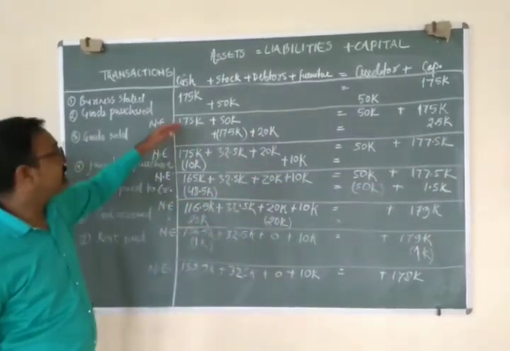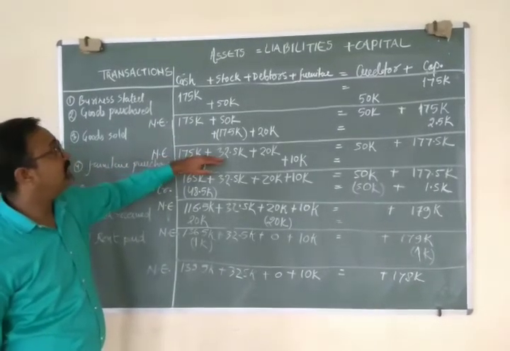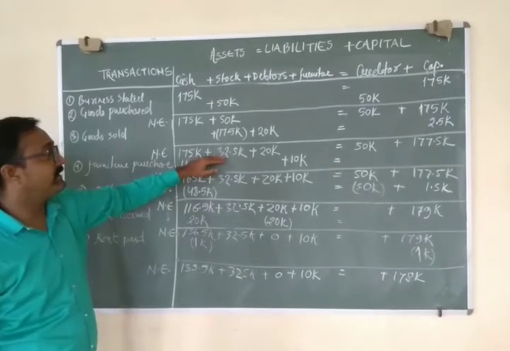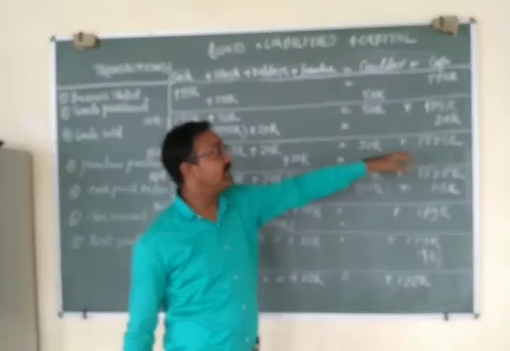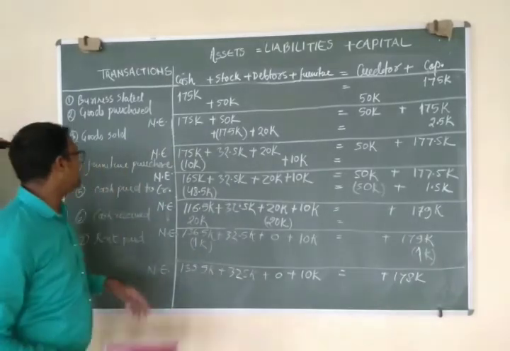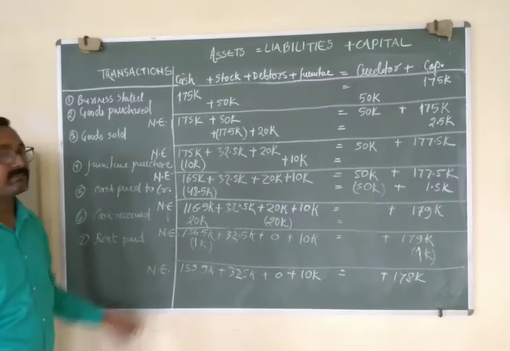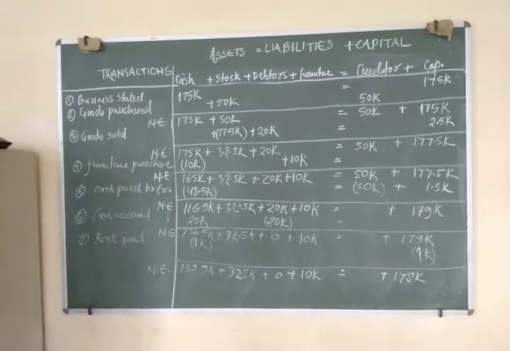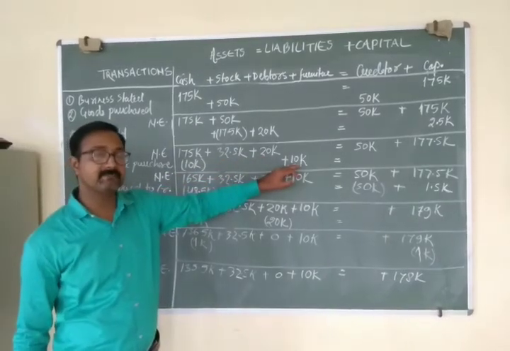Then after these three transactions, our revised equation: cash 1,75,000, stock 32,500, debtors 20,000, then creditors 50,000, and capital 1,77,500. Then the fourth transaction is there for furniture purchase. Once you purchase furniture in cash, it will decrease our cash by rupees 10,000 and it will increase our furniture by 10,000. So our cash has been decreased by 10,000 and our furniture has been increased by 10,000.